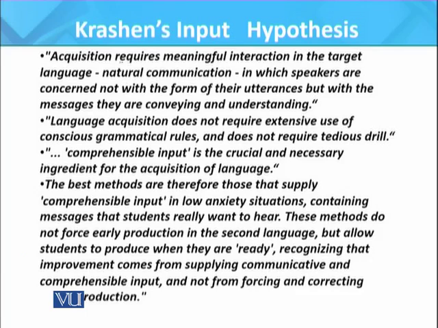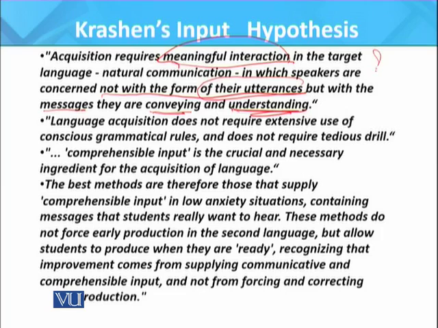According to Krashen, acquisition requires meaningful interaction in the target language, which is natural communication, in which speakers are concerned not with the form of their utterances, but with the messages they are conveying and understanding. So you can see that it is the meaningful interaction that forms the crux of this particular theory, whereby the learner is not only concerned with the forms of the utterances, the actual rules of language, rather the conveying and understanding. These are the focal points.